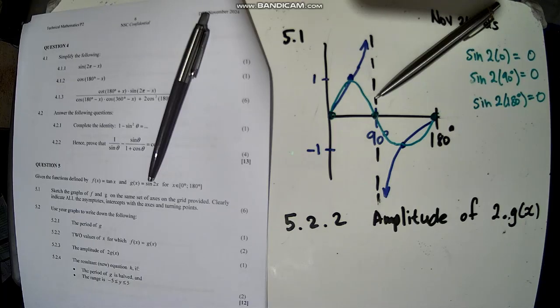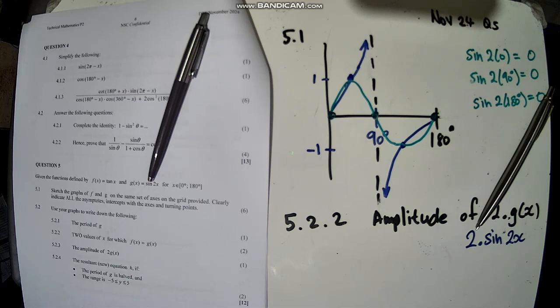Now the graph of g is sine 2x. They're asking you, if you multiply that graph by 2, what is going to be the amplitude? So multiplying the graph by 2, and the number in front of the sine, that is normally the amplitude, right? I'm sure you know that. So the number in front of sine 2x, this number is the amplitude, so therefore the answer is 2.